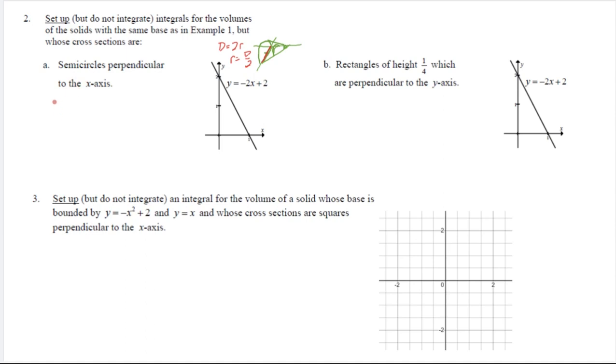So if we're setting this up, we could say that the radius is equal to negative 2x plus 2 divided by 2. That's our 1/2, or negative x plus 1. The formula for a semicircle is going to be pi r squared. However, we only want half of this, so this is going to be 1/2 pi r squared. This is for a semicircle.